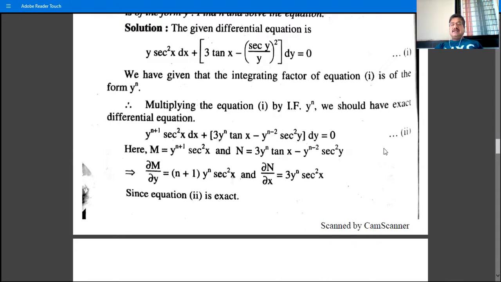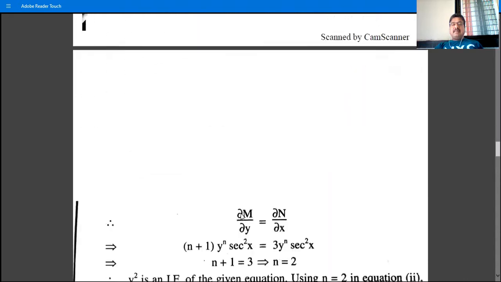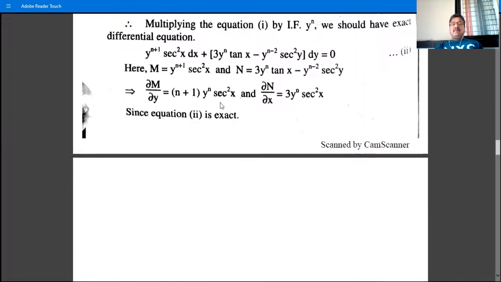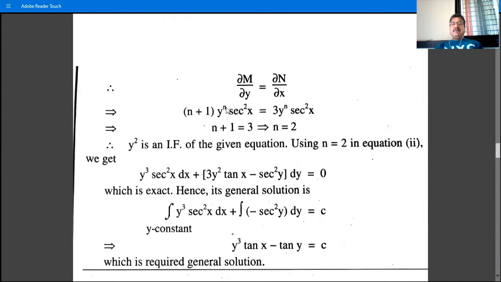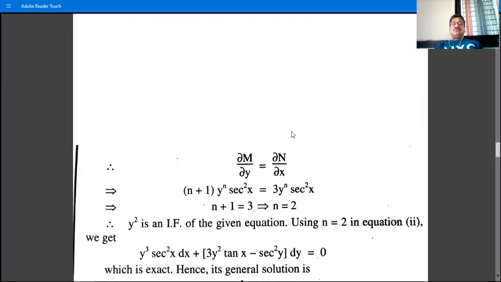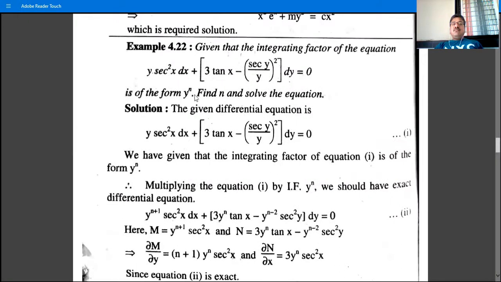Since the second equation is exact, we have dou M by dou y equal to dou N by dou x, and substitute dou M by dou y as this value, dou N by dou x as this value. So comparing these two, we have n plus 1 is equal to 3, cancelling y raised to n sec square x on both sides. We have n plus 1 is equal to 3. So n is equal to 2. So y square is the integrating factor of this differential equation.